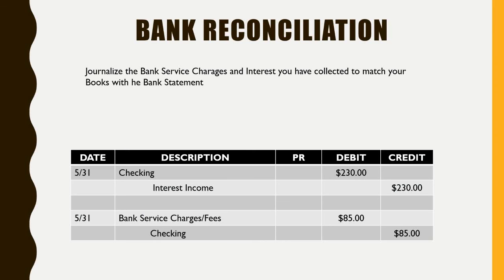Okay. So of course, because the bank obviously charged me the money in advance, I need to update my books as well by accepting that I had some interest income, but at the same time, I also had to pay some bank service fees from my checking account. So that's what you have to do at the end of the bank reconciliation: you need to update your books so they reflect that these things did happen.